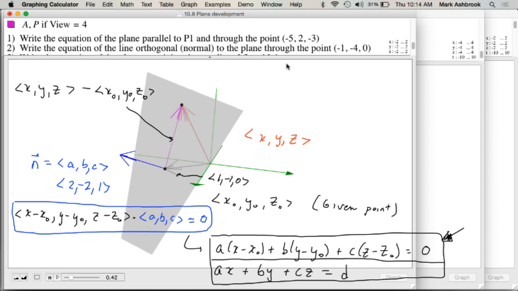You can just write it down, right? You've got the two things you need. Just write it down. No math to do if you understand what we've talked about. Second one, write the equation of the line orthogonal to the original plane through the point negative 1, negative 4, 0. Same thing. You can just write it down. There's no math to do if you've got the image right in your head, and you've understood everything.